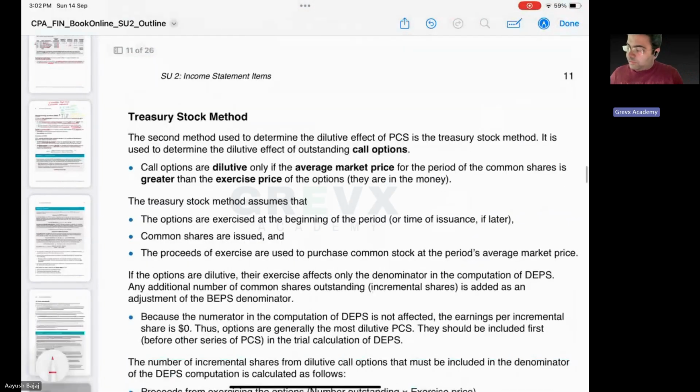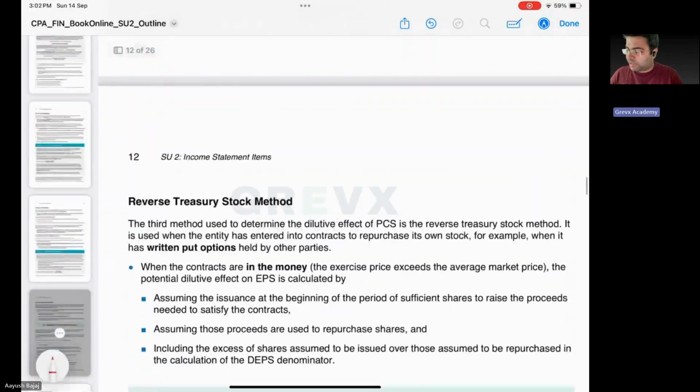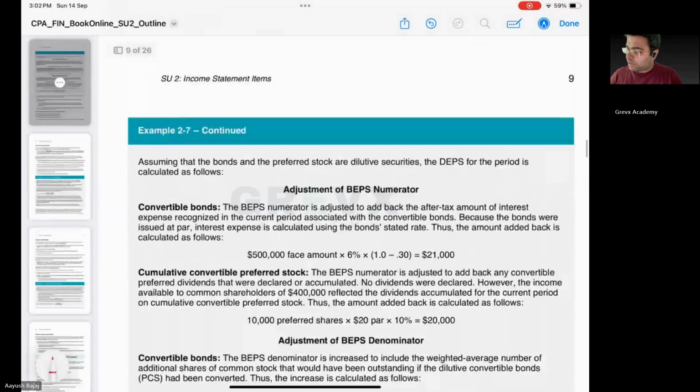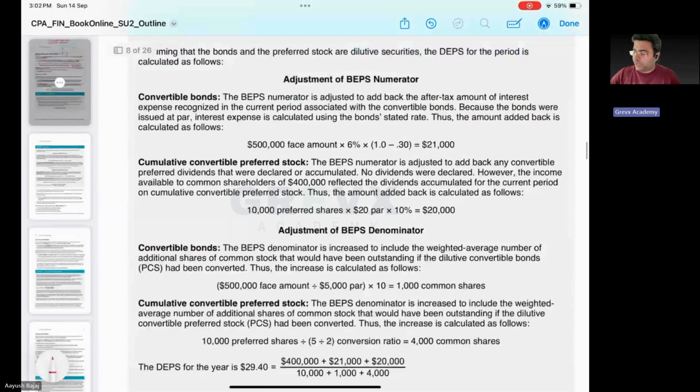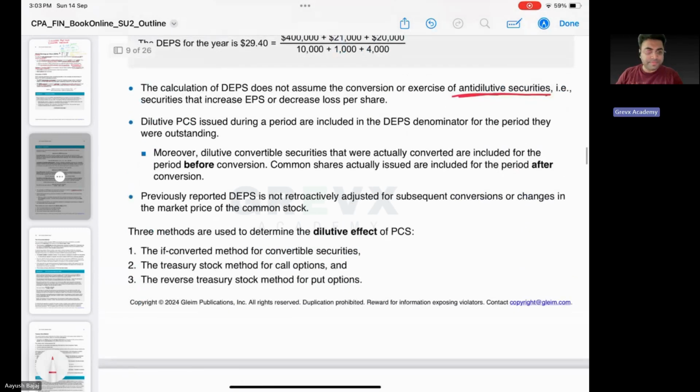Okay. So this treasury stock method we have computed, we have done. Just one more thing we have to do is this. The calculation of diluted EPS does not assume the conversion of anti-dilutive securities. This we have already seen. Which page is this? Okay, I found it. This is ninth.